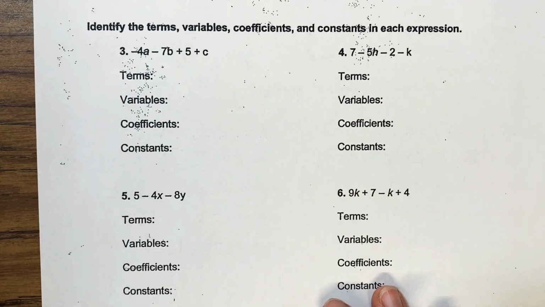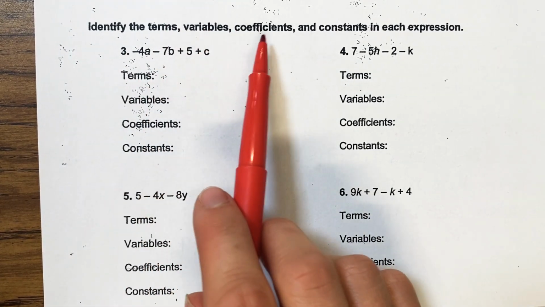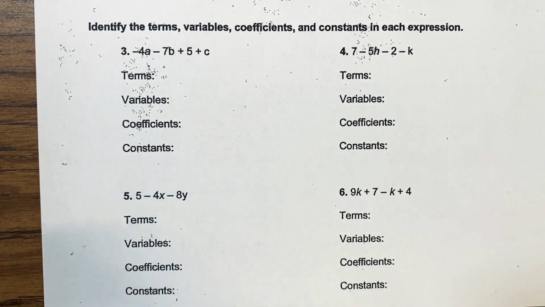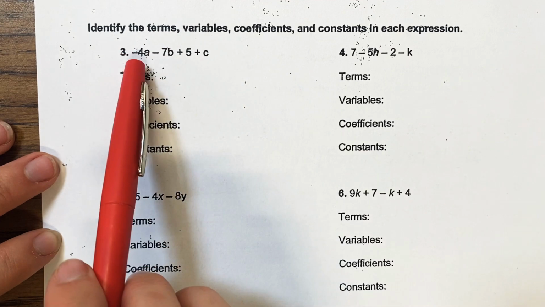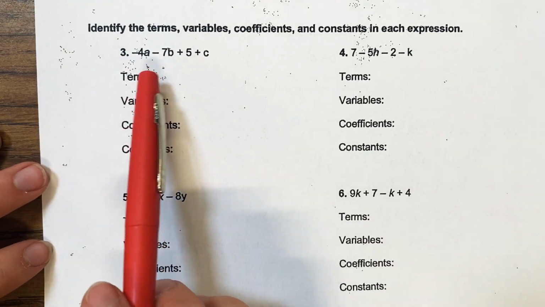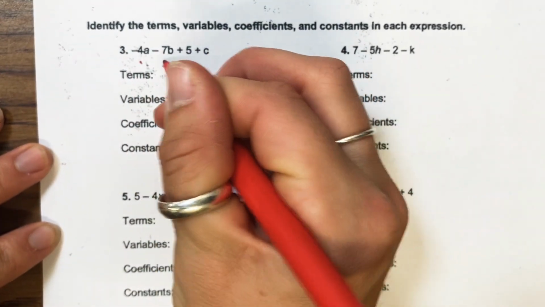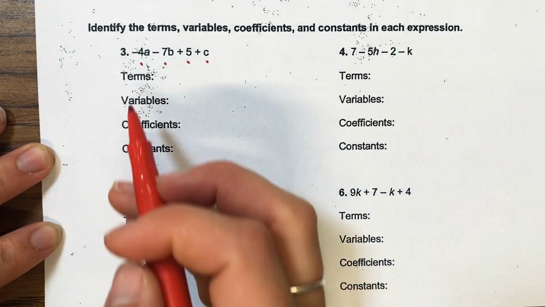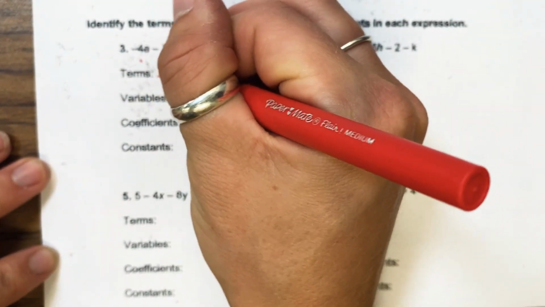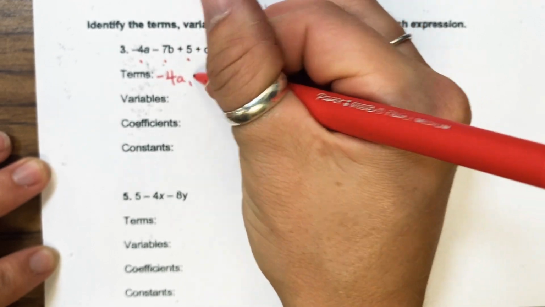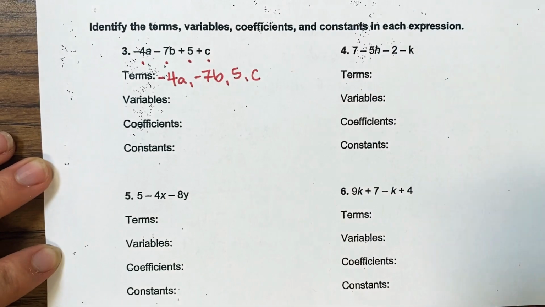Okay, so down here, it's asking us to identify the terms, variables, coefficients, and constants in each expression. Okay, so here's our first expression. Let's do number 3. What are our terms? First of all, how many terms are there? We have 1, 2, 3, and 4. So let's go ahead and list them. We have -4a is one, -7b is the next one, +5, and +c.